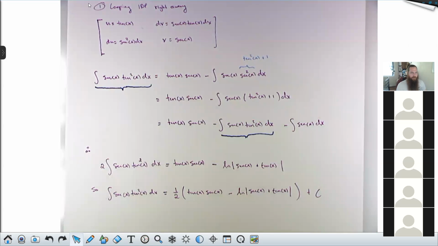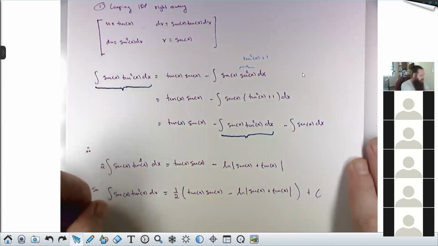You can dive right in with the looping IBP. No harm, it's good practice. You should practice your looping integration by parts, right? Everybody should do this, and the damped harmonic oscillator. Everybody needs to actually understand it.